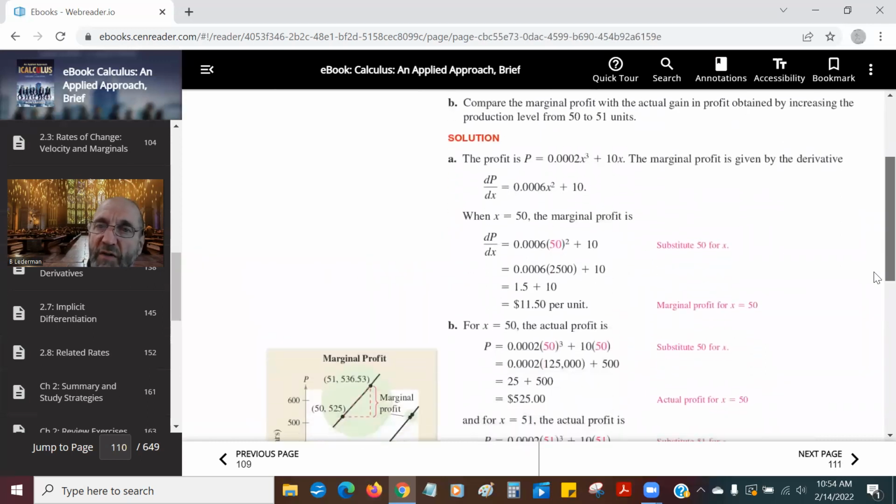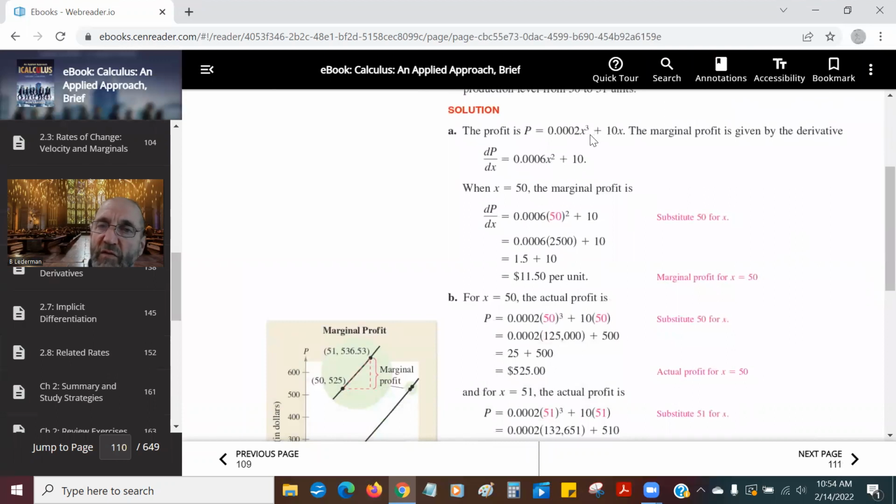So to find the marginal profit, we take a derivative, and the derivative becomes 0.0006x^2 plus 10. That's the derivative of this guy right up here, because the derivative of x to the third is 3x squared. But I multiply the 2 times 3, that's how I get that 6 from. And then the derivative of 10x is just 10. So now that I have the formula for the marginal profit, I just got to plug in x equals 50, crunch, crunch, crunch, and I get 1150 per unit. So the marginal profit at x equals 50 is 1150 per unit.